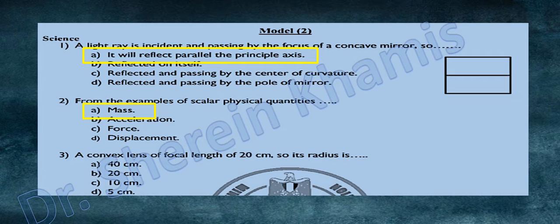Let's go into question number 3. A convex lens of focal length 20 centimeters, so its radius is, okay, we said the focal length is half the radius, so if we have a focal length of 20, the radius will be 40 centimeters.